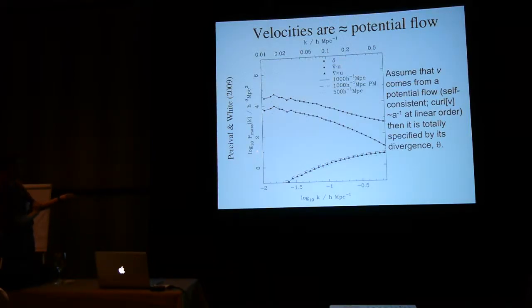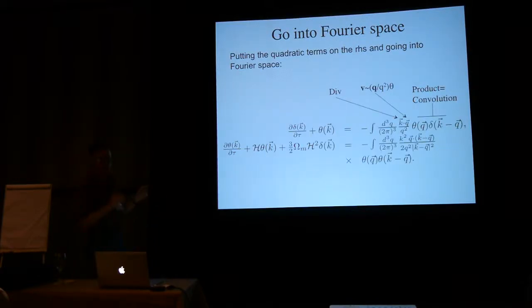So this is a plot showing the power spectrum of the density contrast, the divergence of the velocity field, and the curl of the velocity field as a function of scale. And you can see that the curl of the velocity field is very small compared to the density contrast and the divergence. And that's an indication that the velocities are really quite well approximated by a potential flow. And in that case, the velocity is completely specified by its divergence, which I'm going to call theta, standard notation for the velocity divergence. And in that case, I can take those equations and recast them in the following form.